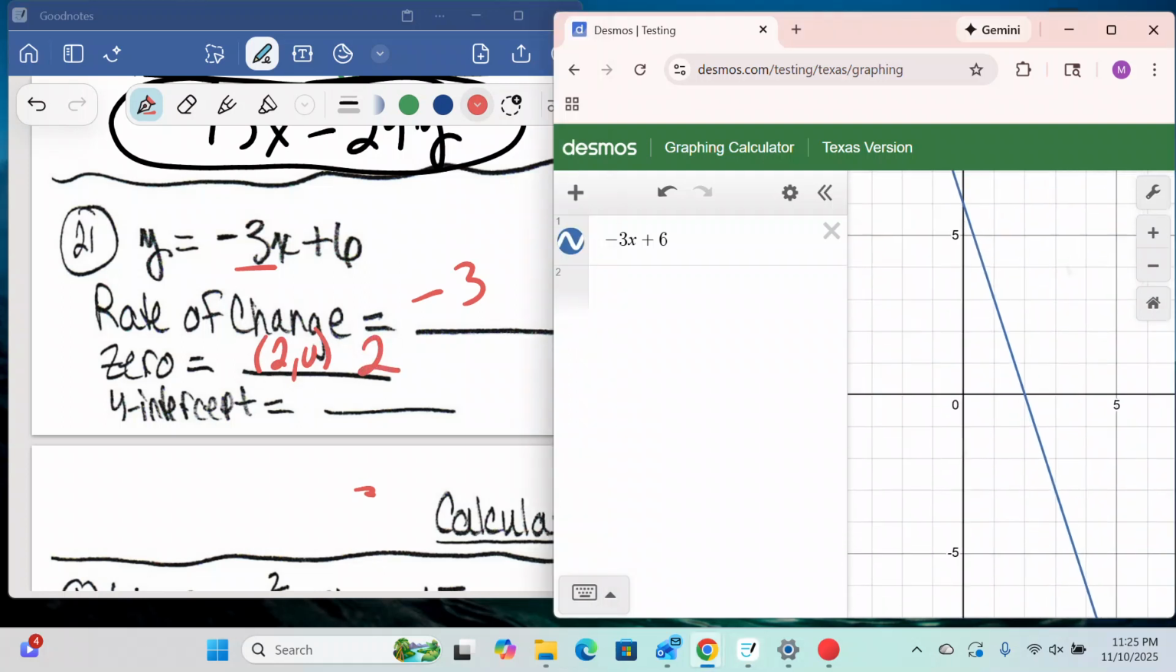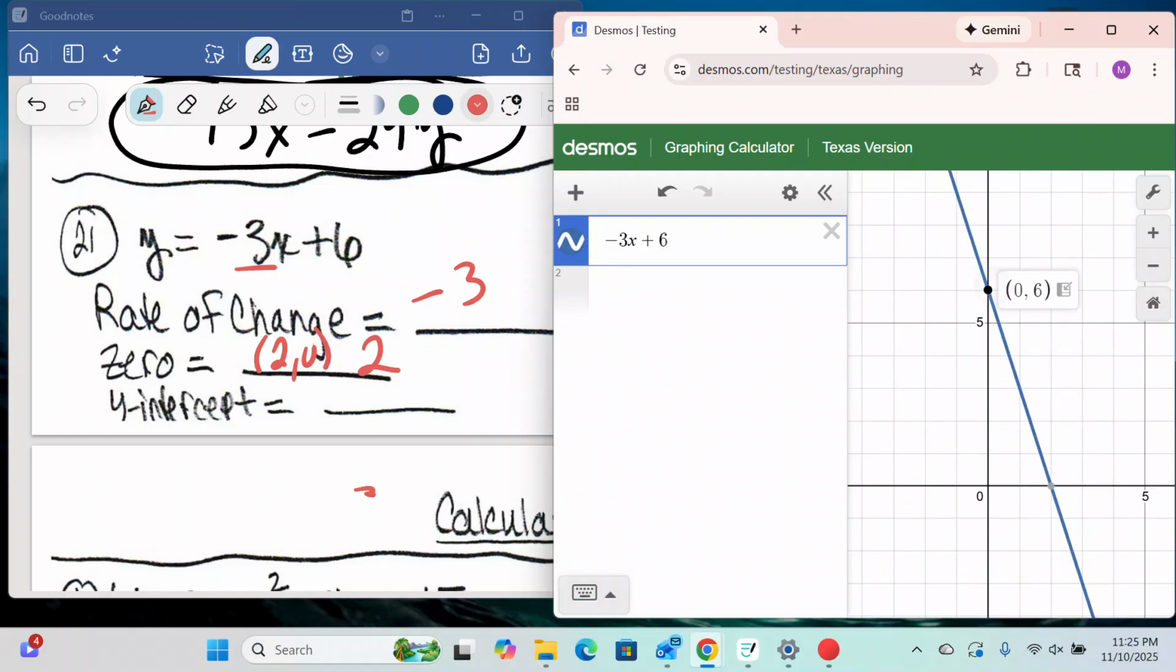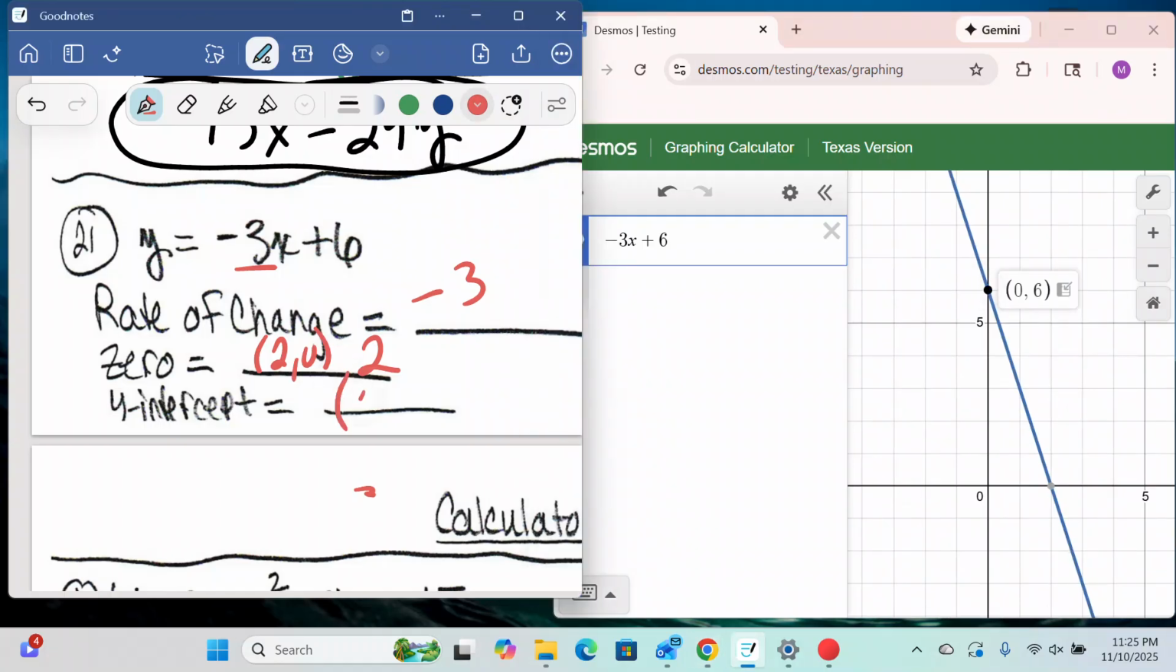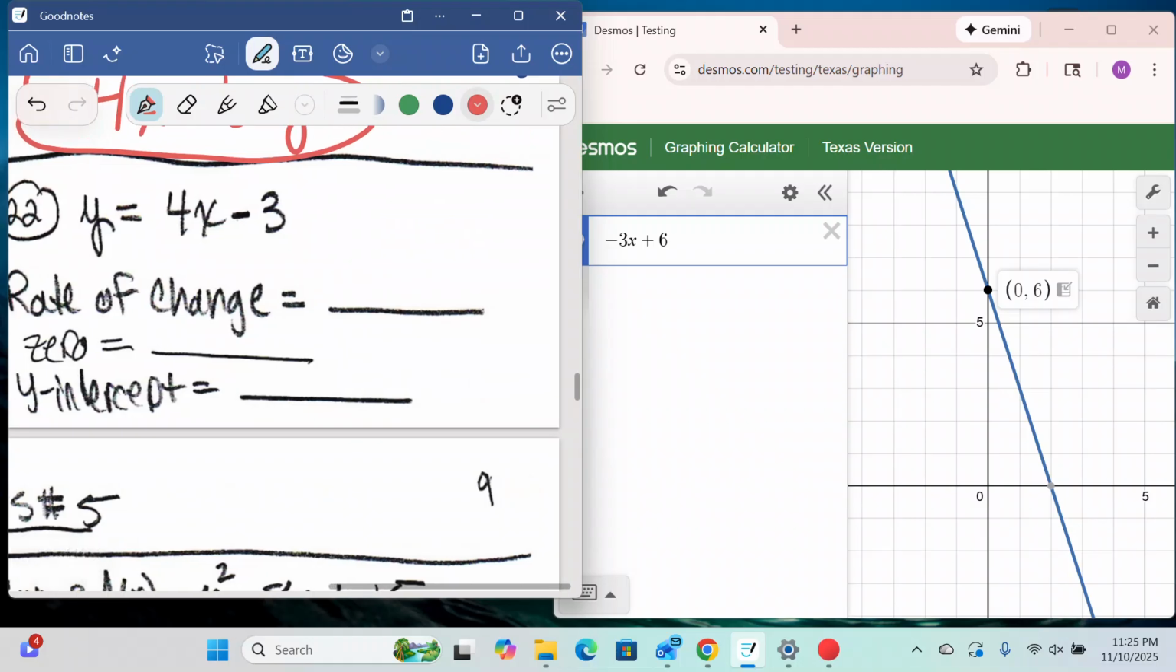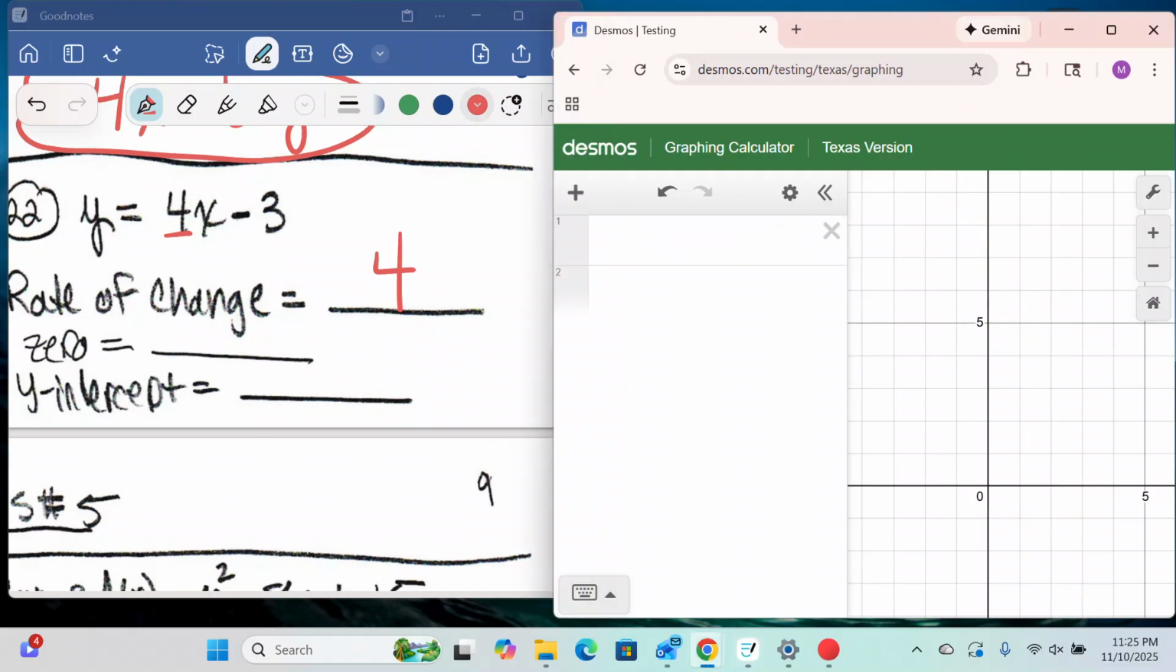And then I want to find my y-intercept. All I do is see where the line crosses the y-axis, and it is 0, 6. And that is my y-intercept for 21. If I look at 22, it is exactly the same thing, just with a different equation. So I have a 4, that is my rate of change because it is already in y equals mx plus b. I have my 0 and I have my y-intercept. All I have to do is graph it.